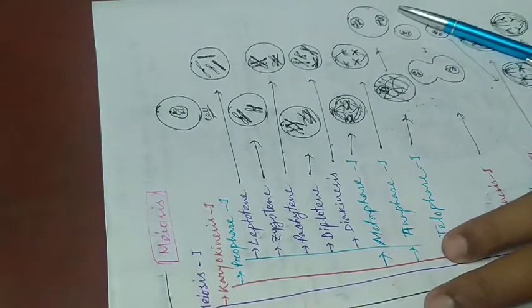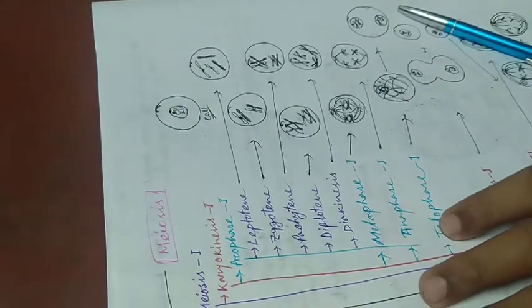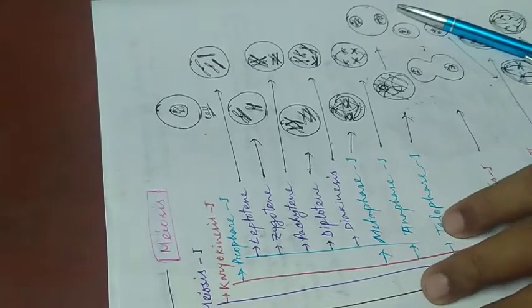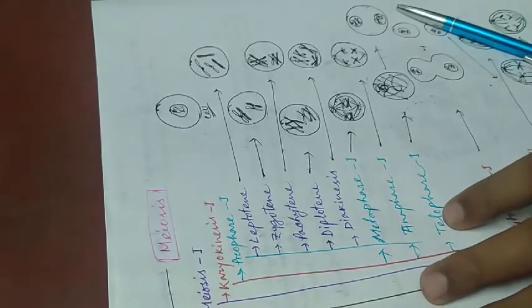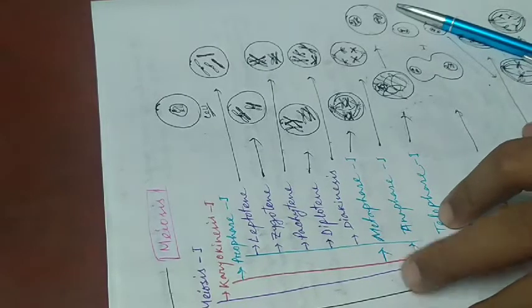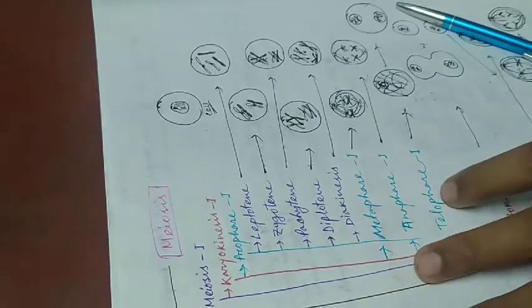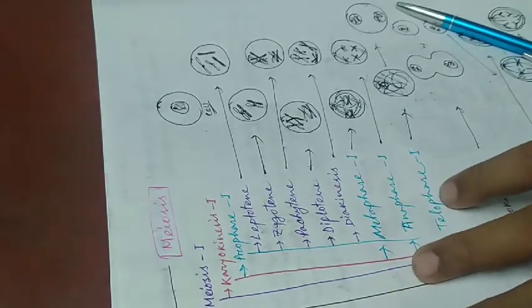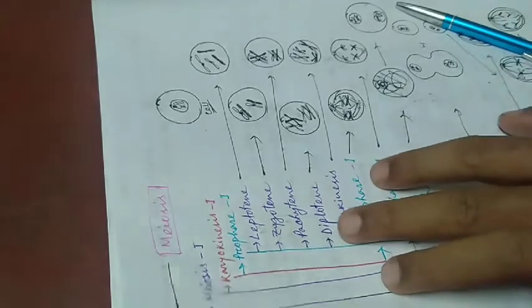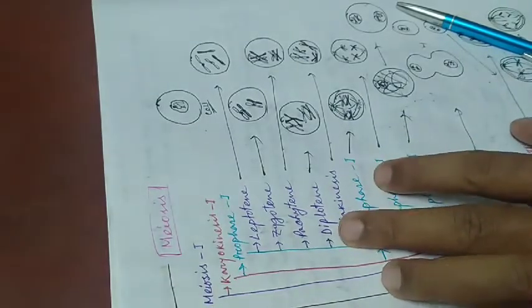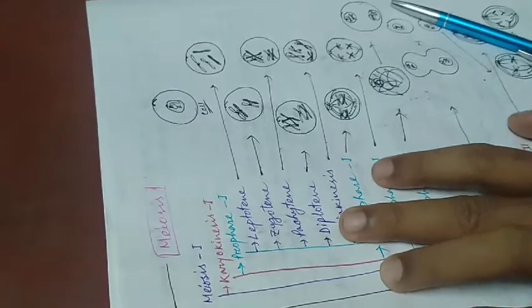Another enzyme is the recombinase enzyme. The recombinase enzyme helps in the recombination of each chromosome. Then diplotene. At the diplotene stage, the synaptonemal complex will break down.